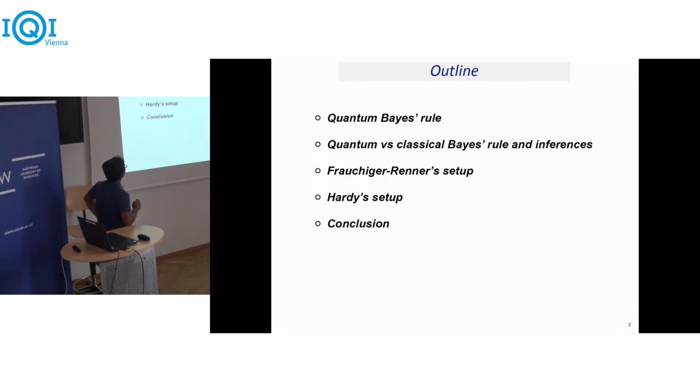So here is the outline. I start with a very brief intro of this quantum Bayes theorem, and then maybe going to show you some very trivial two examples to show you how these two rules give you two different results. And then I will be considering the Frauchiger-Renner setup and also the Hardy setup. Mostly they have been used in the context of some paradoxes. And then I will conclude. Okay, so that is what it is.